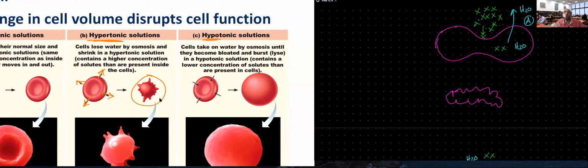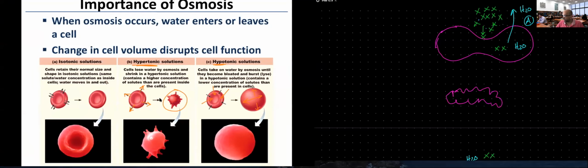How about here? Hypotonic. I have low solute in the solution where the cell is kept. So what's going to happen? Water is going to be moving in. And when water moves in, what's going to happen to the cell? The cell will be swelling and bursts.